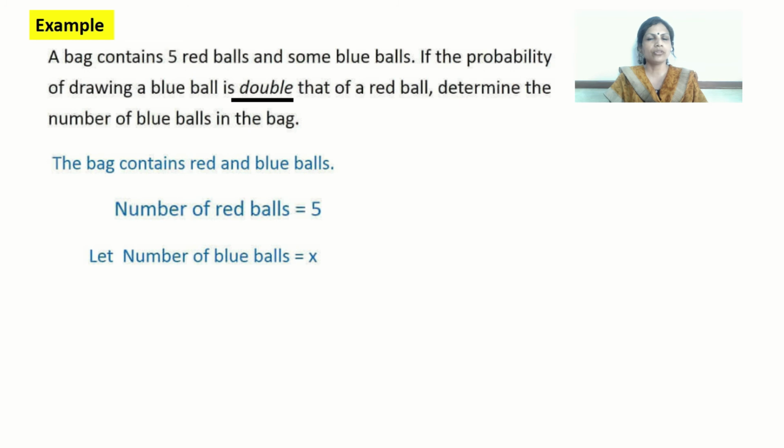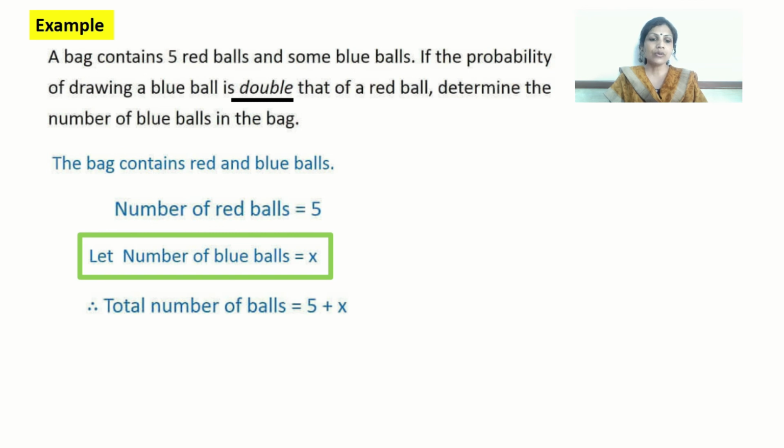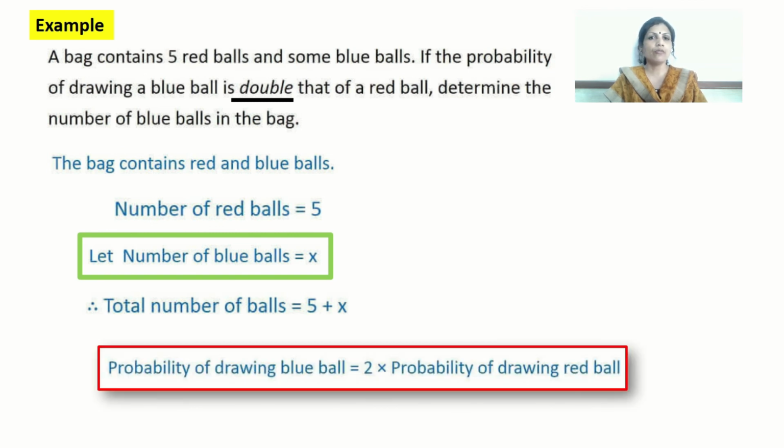The bag contains both red and blue balls. Number of red balls are given to us, that is 5. Since they said some blue balls, we'll consider number of blue balls as x. One thing is here that total number of balls, because for finding the probability we need to know total number of balls. So we'll write total number of balls as 5 plus x. One thing is given to us, that probability of drawing blue ball is equal to 2 into probability of drawing red ball. And this is the statement which is given to us, and with the help of this we can find the answer for this sum.